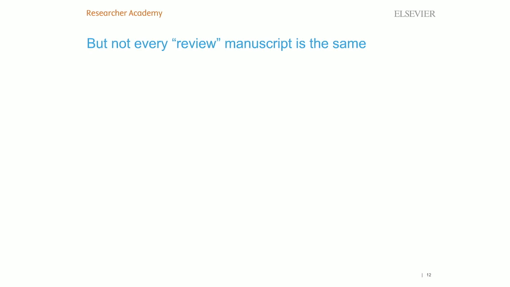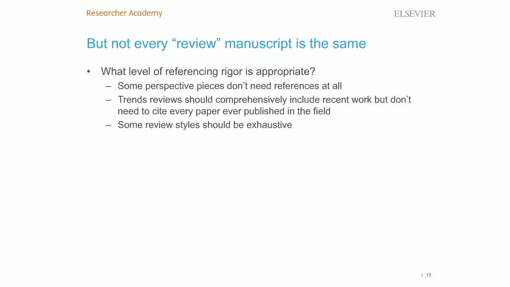It's important to point out that not everything classified as a review manuscript is exactly the same. And this is going back to what I mentioned earlier about understanding what the journal is looking for in terms of its guidelines. Some questions to focus on here: what level of referencing is appropriate?